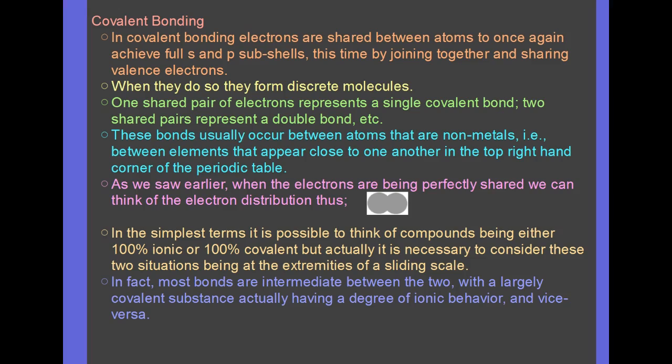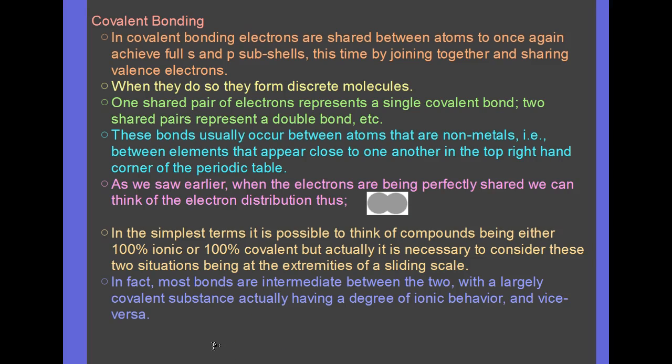So, covalent bonding. In covalent bonding, electrons are shared between atoms to once again achieve a full s and p subshell, this time by joining together and sharing valence electrons. When they do so, they form discrete molecules. One shared pair of electrons represents a single covalent bond. Two shared pairs represents a double bond. These bonds usually occur between atoms that are nonmetals, for example, between elements that appear close to one another in the top right-hand corner of the periodic table. As we saw earlier, when the electrons are being perfectly shared, we can think of an electron distribution as this, or thus.